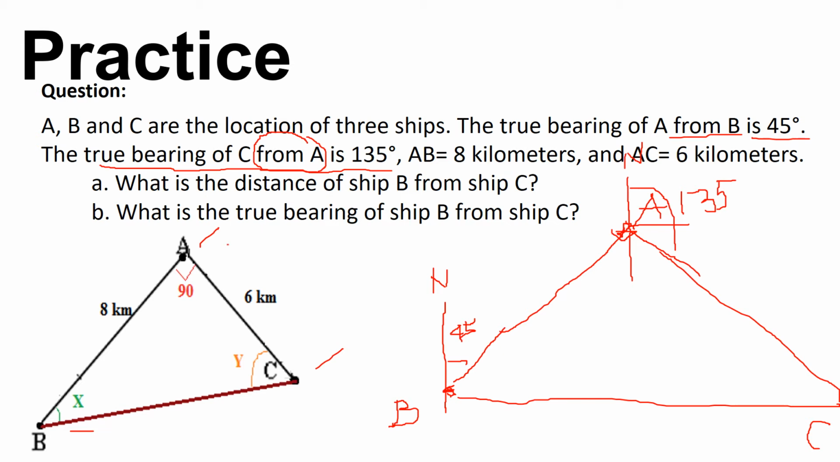So that's 90, and this is 45. We don't know yet the other angles. The length of side AB is equal to 8 km. So this is side AB, so this is 8 km.